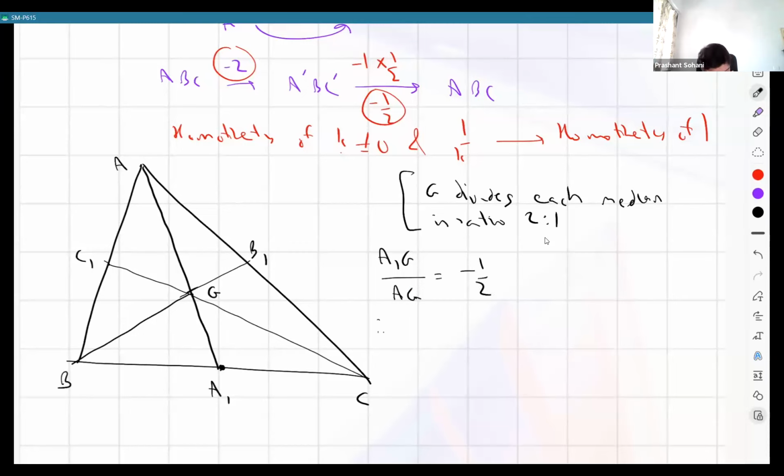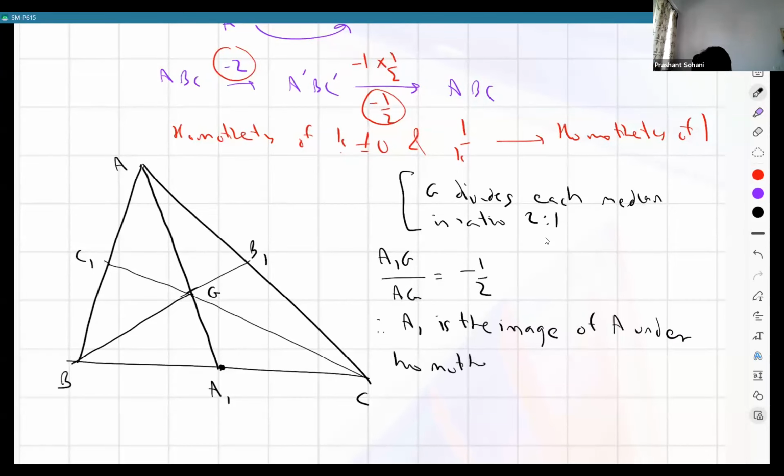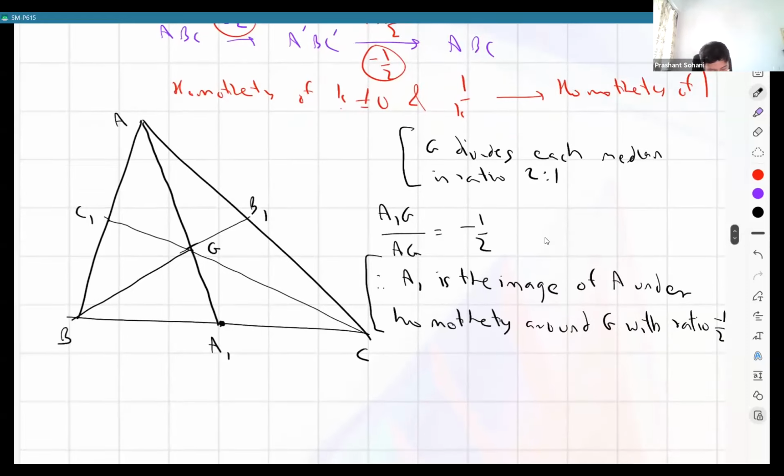So therefore, can I say that A1 is the image, and this is important because this is how you are supposed to write it. If you want to write a full sentence, this is the operation I'm applying, and this is the result: image of A under homothety around G with ratio minus half. So this construction of the sentence is very important, that I'm stating what operation is being applied.